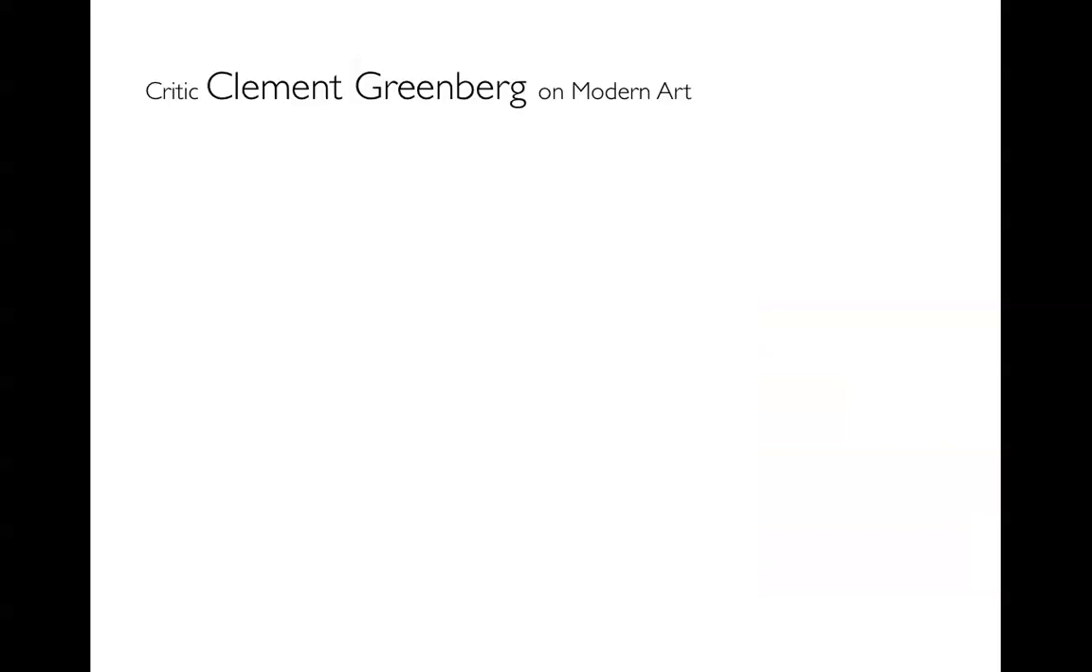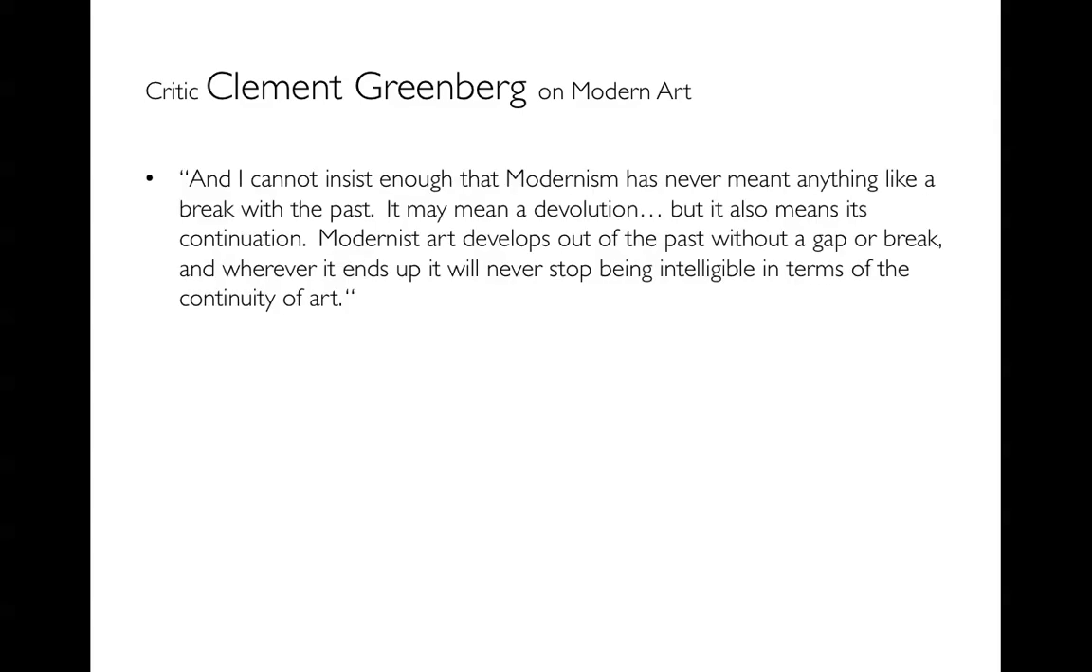Now, if we step back just a moment and look at the work of someone like Clement Greenberg, a very influential critic of the time, who was an especially big champion of abstract expressionism and specifically Jackson Pollock, he said some very important things about how modern art was progressing. He said things like this: I cannot insist enough that modernism has never meant anything like a break with the past. It may mean a devolution, but it also means a continuation. Modernist art develops out of the past without a gap or a break, and wherever it ends up, it will never stop being intelligible in terms of the continuity of art.